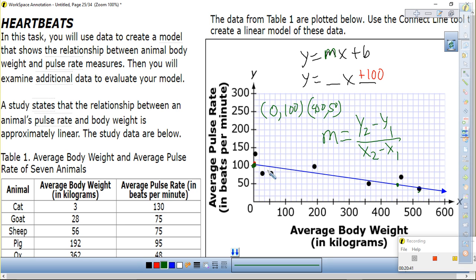For tonight's home play, that's all you're going to do. You're going to plot the data, graph a best fit line, and then write your equation for that line. Okay? Grab a play sheet on your way out.